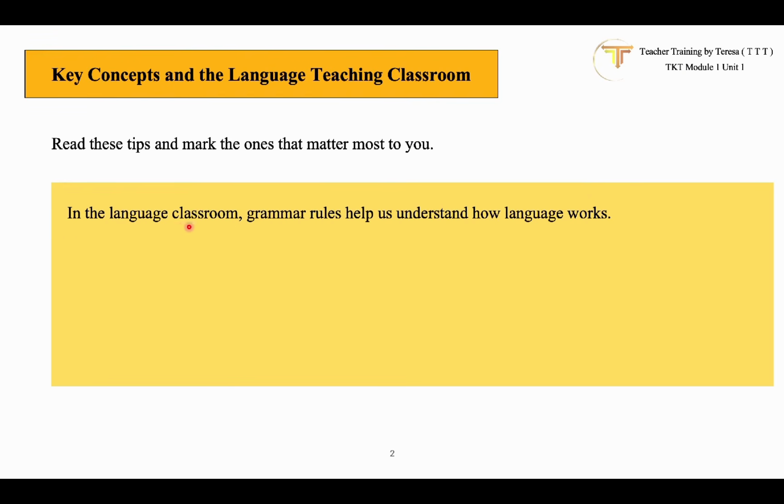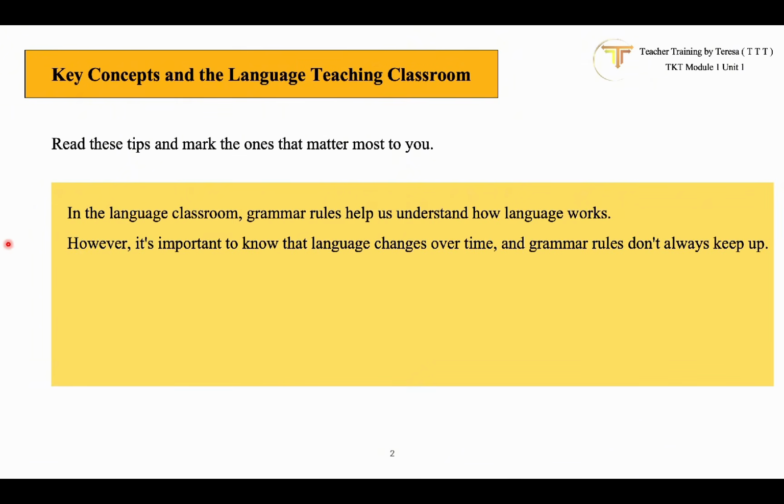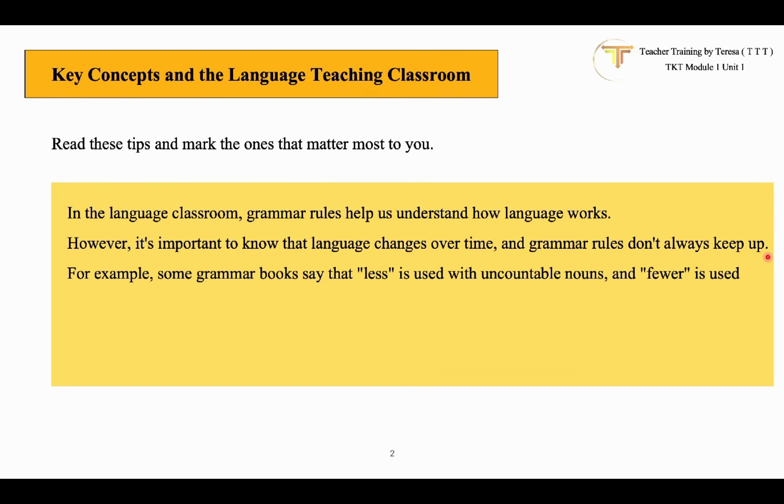Key concepts and the language teaching classroom. Read these tips and mark the ones that matter most to you. In the language classroom, grammar rules help us understand how language works. However, it's important to know that language changes over time, and grammar rules don't always keep up.